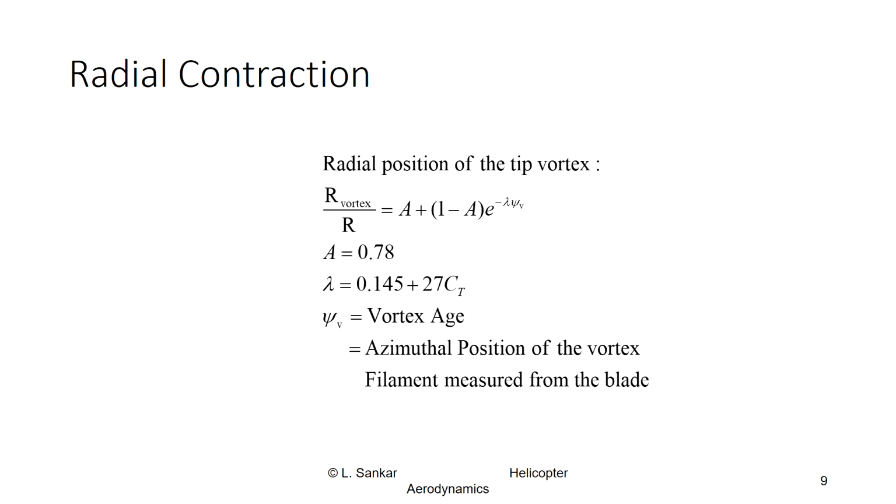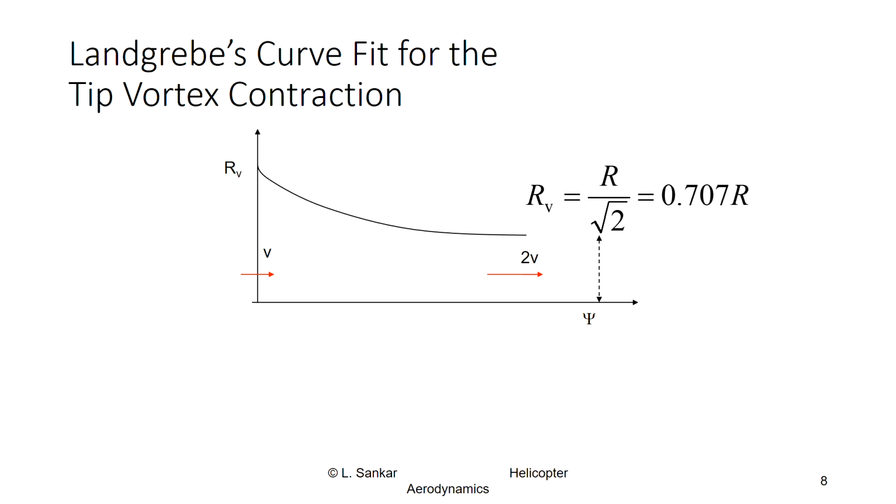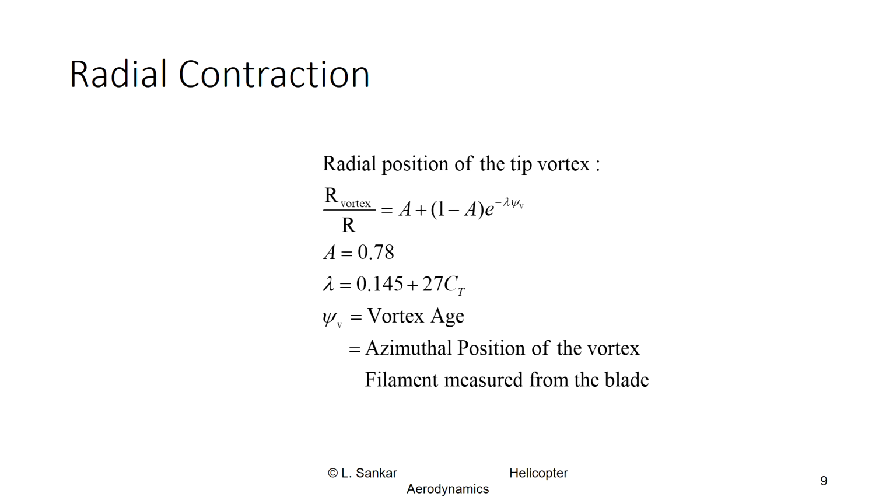What happens when the vortex age is infinity, very far away? E power minus lambda times psi v would be e power minus infinity, which is 0. Then r vortex by R would be simply capital A, which is 0.78. So this 0.78 is related to this 0.707 as we saw up here. So this was the initial curve fit that Robin Gray came up with, and Jack Landgrave improved it. There are some papers, references to their work.